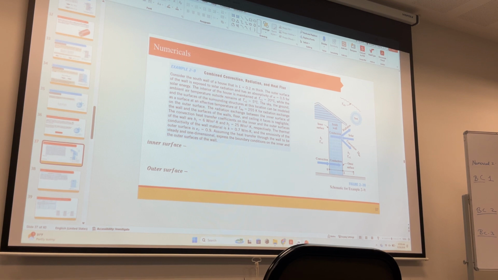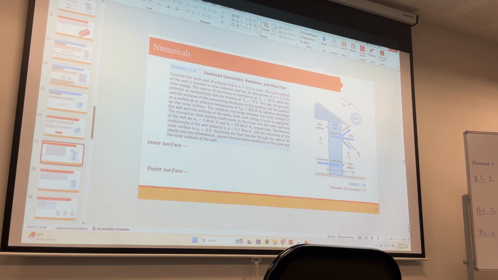The radiation exchange between the inner surface of the wall and the surfaces of the floor and ceiling it faces is negligible. The convection heat transfer coefficient on the inner and the outer surface of the wall is given. The thermal conductivity is given, emissivity is given. Assuming the heat transfer to the wall to be steady and one-dimensional, express the boundary condition on the inner and outer surface.